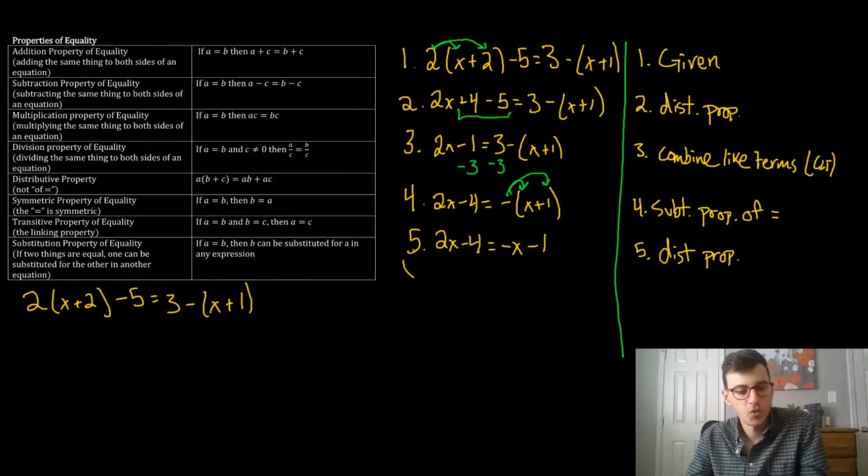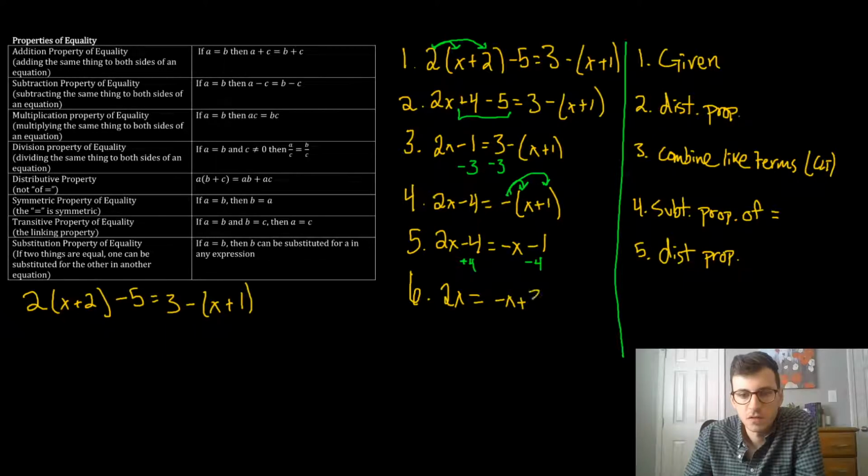Okay, and we'll see that here too, because I need to do something with the x's and something with my constants, right? So I'm going to go ahead and add 4 to both sides, which leaves me with 2x equals negative x plus 3. Cool. Okay, and now what property did I use to do that?